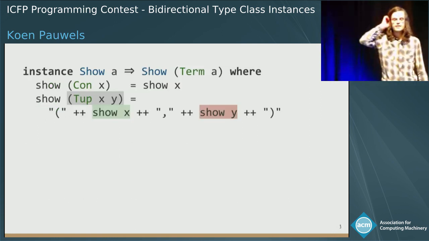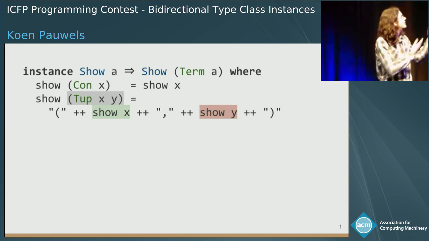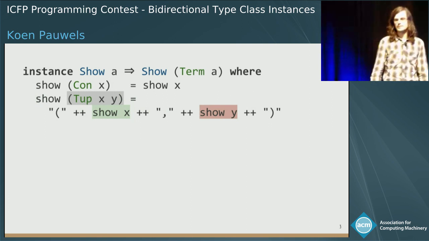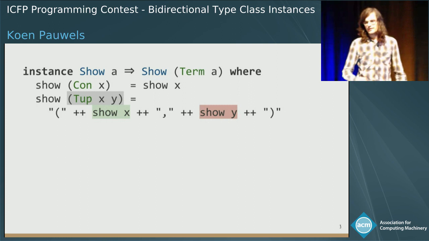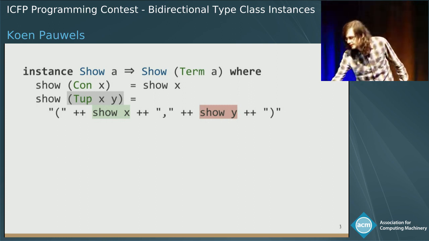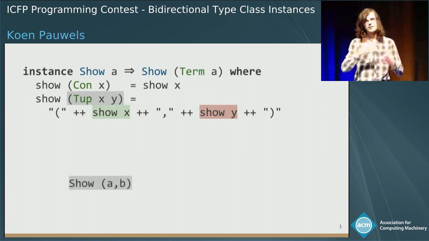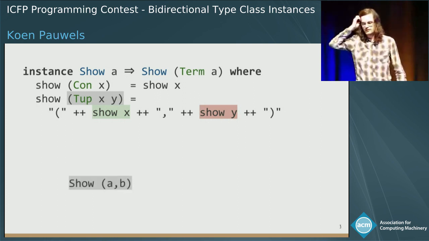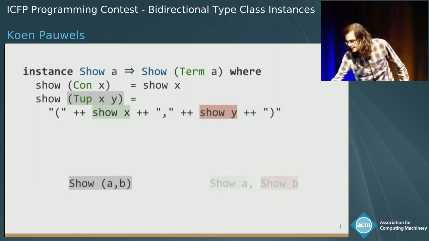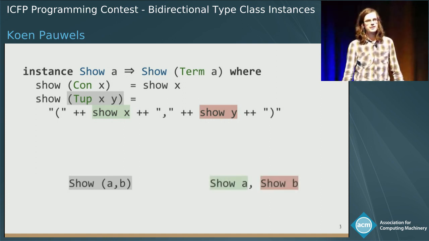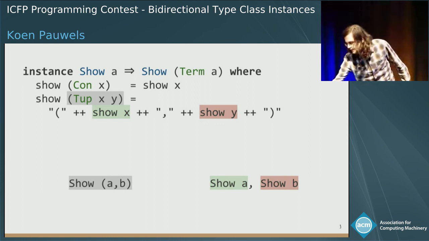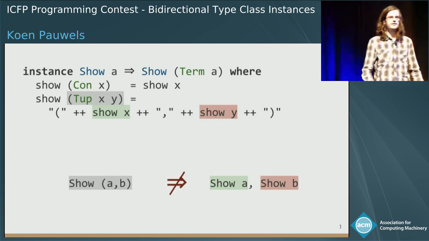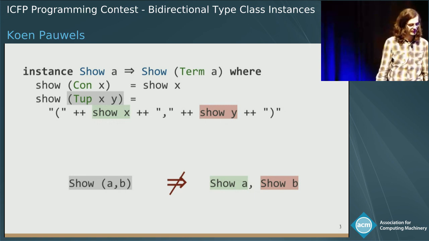To see why, let's take a look at the second clause of this instance declaration, where on the left-hand side, we generate locally a given constraint of the shape Show (Pair A B), whereas on the right-hand side, we generate two wanted constraints, Show A and Show B. But this right-hand side does not follow from the left-hand side in current Haskell implementations, or current Haskell in general.